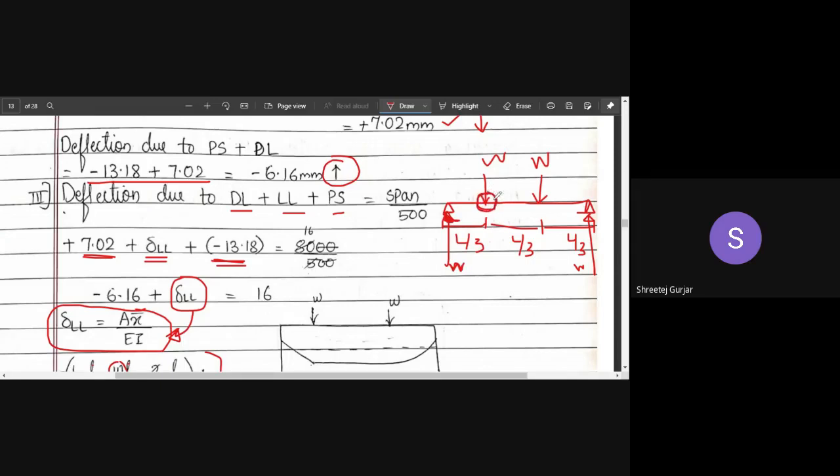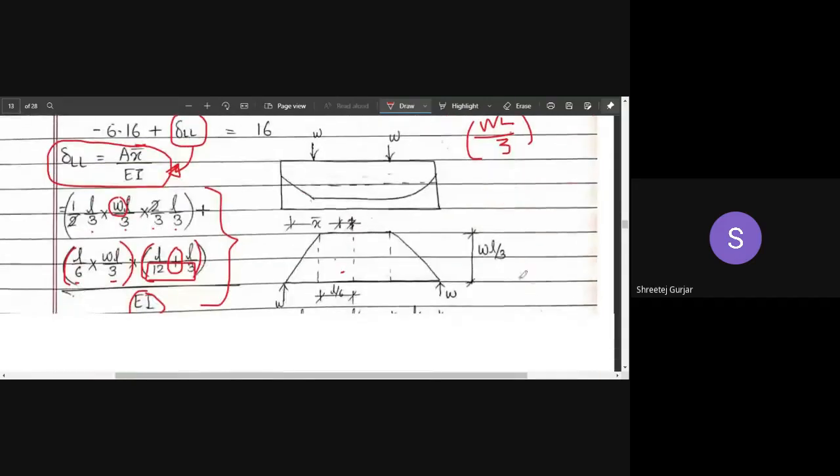Bending moment at this point. So how much is the bending moment? W, which is going clockwise, into L by 3. W into L by 3. That is WL by 3, which is written over here.